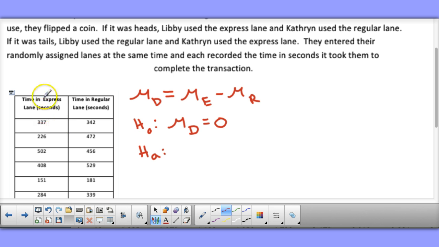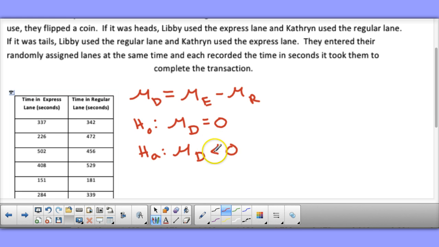Well, I think most people think that the express lane should be faster. So if the express lane is faster than the regular lane, what type of differences would we expect to see? Positive differences or negative differences? Well, if the express lane is faster, this number would be smaller. So we'd take a smaller number minus a bigger number, we'd have a negative difference. So this needs to be less than 0.